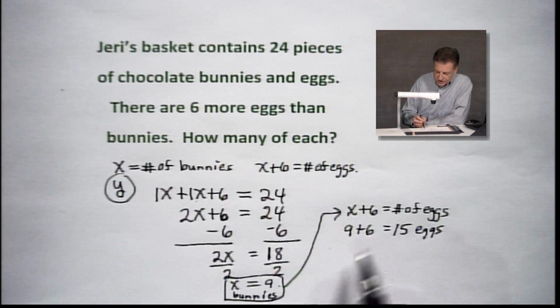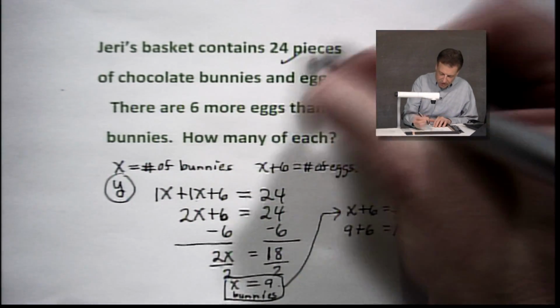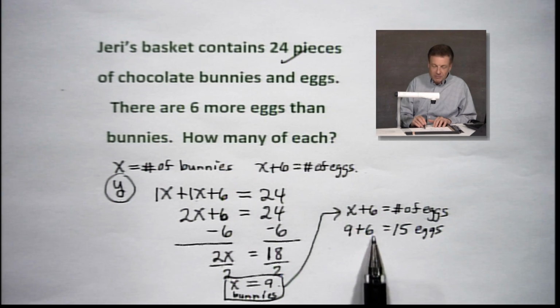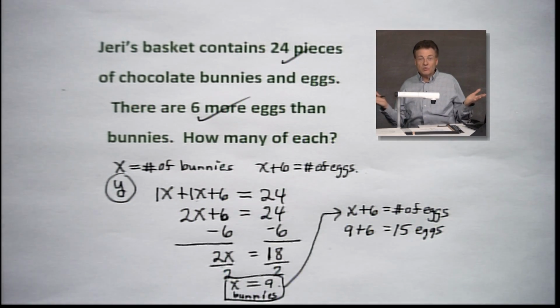Now, what do you notice? 9 and 15 certainly does add up to 24. So that part's good. That part checks through. And we have 6 more because 15 is 6 more than 9. So we have stipulated this part. Folks, we got both of the clues working together.